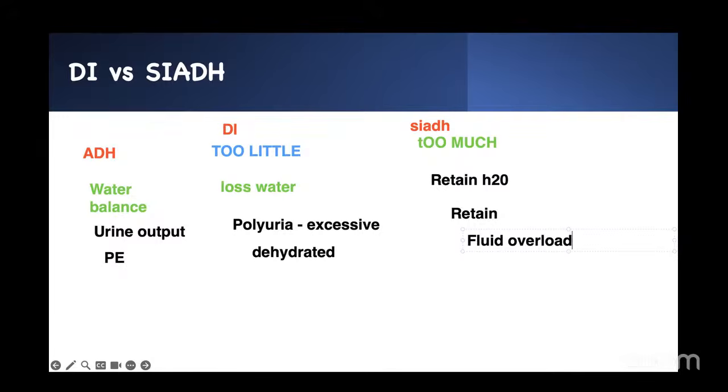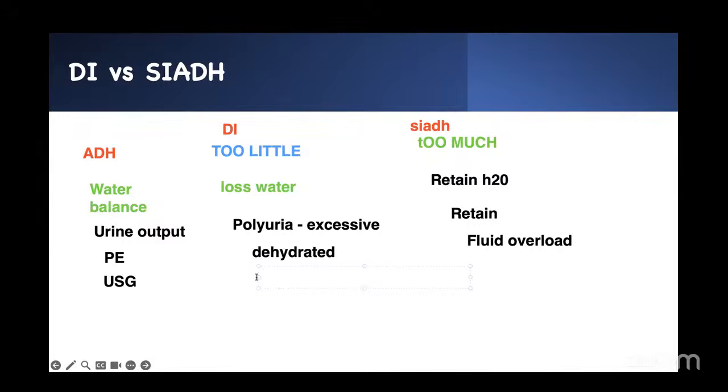Your NCLEX, or nursing school, they want you to know what is going to happen to the urine specific gravity. So urine specific gravity. Think about it. Is it going to go up in the patient with the DI, or is it going to go down? Or SIADH, is it going to go up or down? What do you think? What do you think is going to happen?